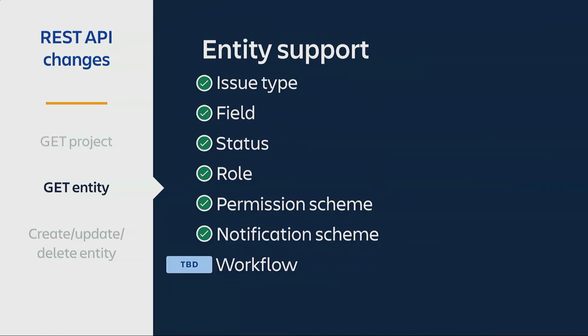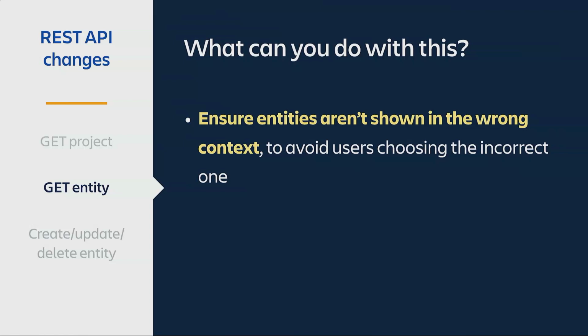As for workflows, workflow functionality is still being heavily worked on in NextGen projects. So it's not really quite ready yet for us to build support for that. You'll hear more about that in the months to come. But what can you do with what we have so far? This is what we'll use to fix that bug I mentioned earlier. Showing entities in the relevant context is the main use case of this.